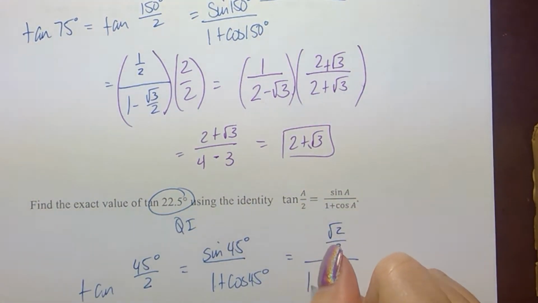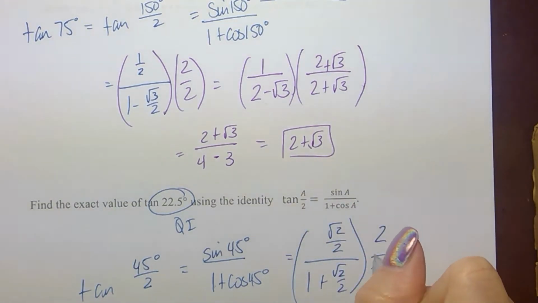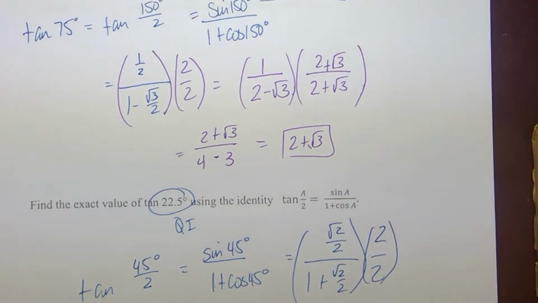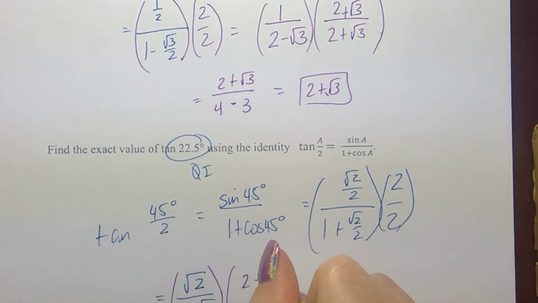Square root 2 over 2 over 1 plus square root 2 over 2, multiplying by our well-chosen 1 in the form of 2 over 2, because I've got that complex rational. That simplifies me to square root 2 over 2 plus square root 2. Then I have to rationalize my denominator by multiplying by the conjugate of my denominator.